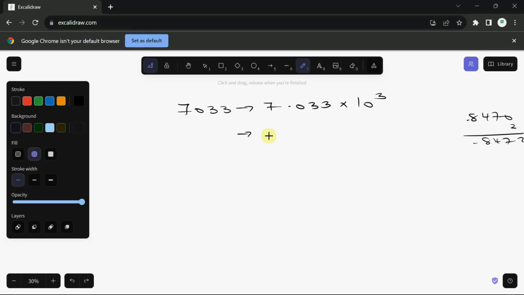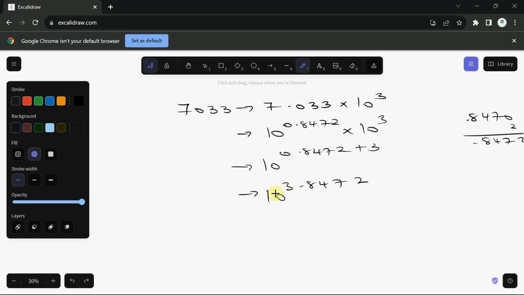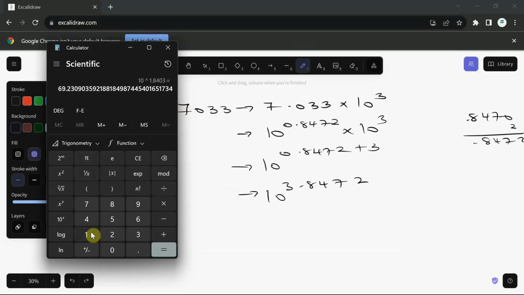Like I said, whatever value you have, you raise 10 to it, so 10 raised to the power of 0.8472 times 10 raised to the power of 3. Now, because of the law of indices, we can add the powers: 0.8472 plus 3. And that will give me 10 raised to the power of 3.8472. So it's telling me that if I raise 10 to the power of 3.8472, I would have 7033. Let's see if this is true. So this is 10, I'm raising it to the power of 3.8472.